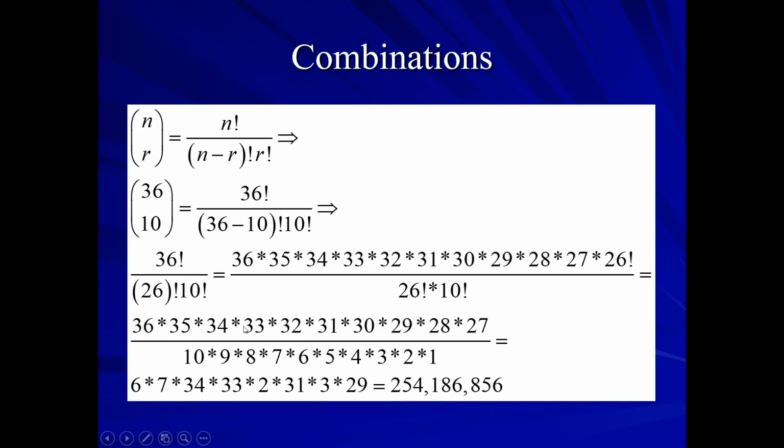Now, these cancellations can be done numerous different ways. This is not the only cancellation that you need to use. However, when I canceled these, I got 6 times 7 times 34 times 33 times 2 times 31 times 3 times 29, and that gave 254,186,856 different possible combinations of 10 students that I could choose from a class of 36.